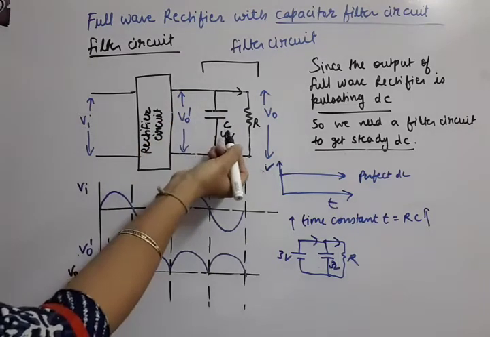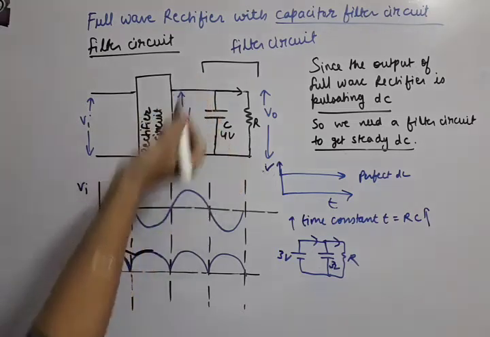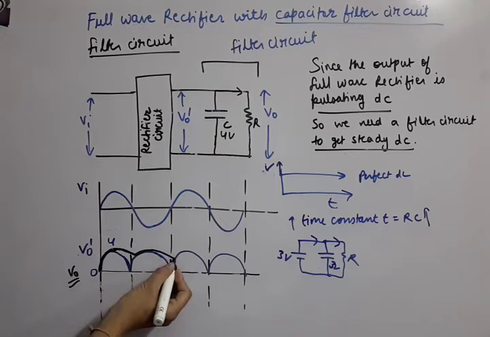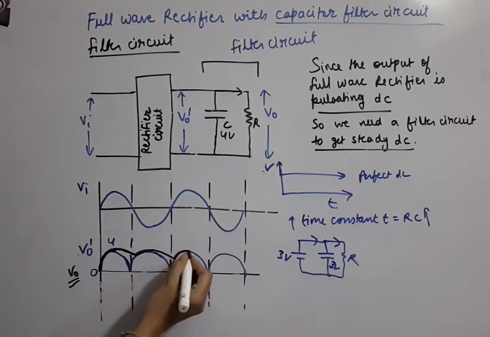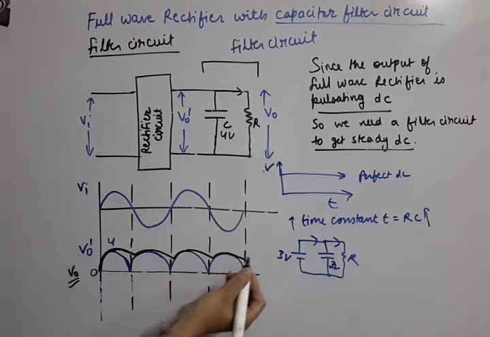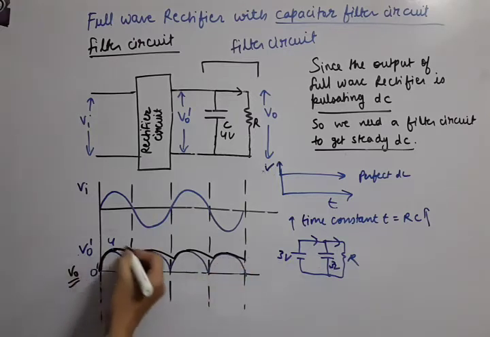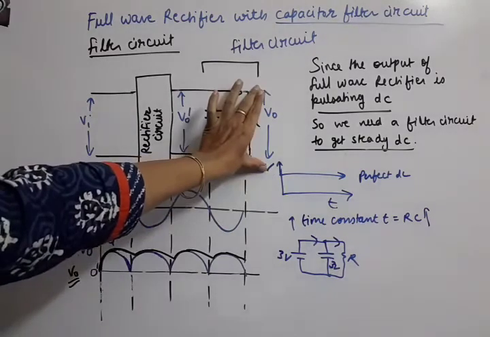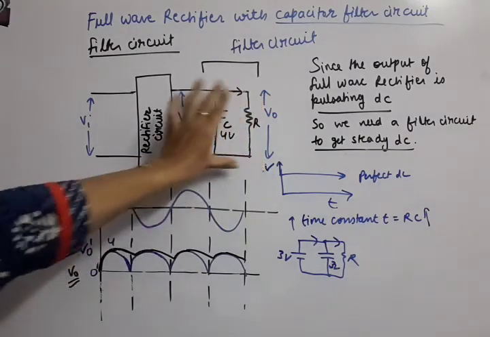So the capacitor which had dropped to 3 volt will again get charged. So this is charging. Then again this is discharging slowly. Then again it is charging. This is discharging, this is charging, and this is discharging. So this way, what shape are we getting now? This black color shape is the output voltage which we are getting from the filter circuit.